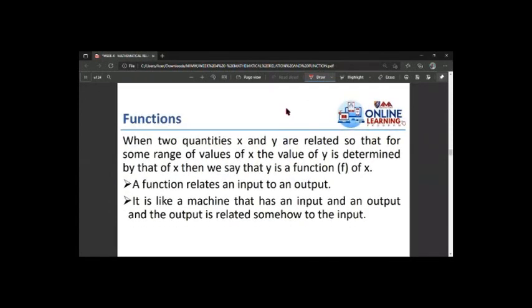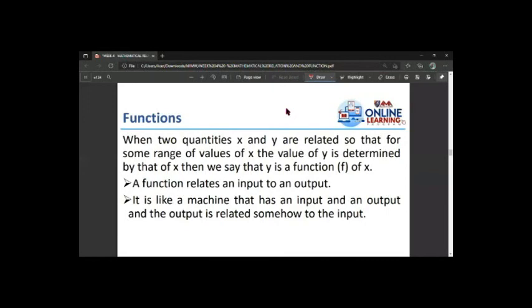Let's go with functions. So if you remember yung function, okay, an example of which is f of x equals x plus 1. So that's an example of a function, right? Okay. So let's define function. So when two quantities x and y are related, so that for some range of values of x, there is a value of y that is determined by that of x, then we say that y is a function of x.